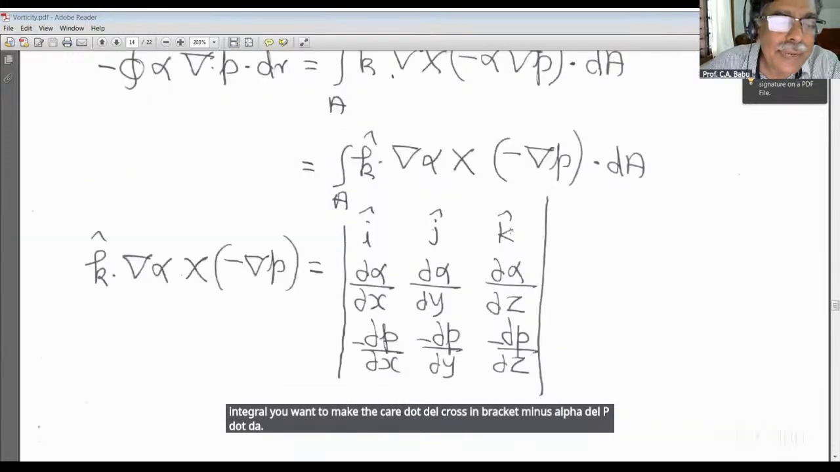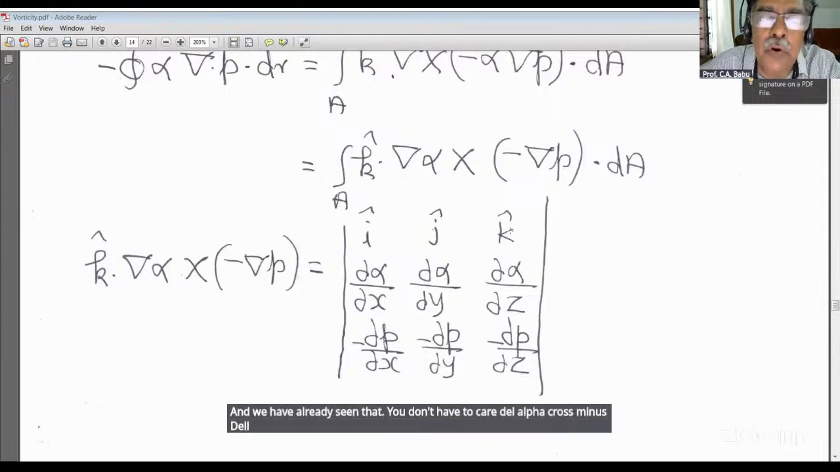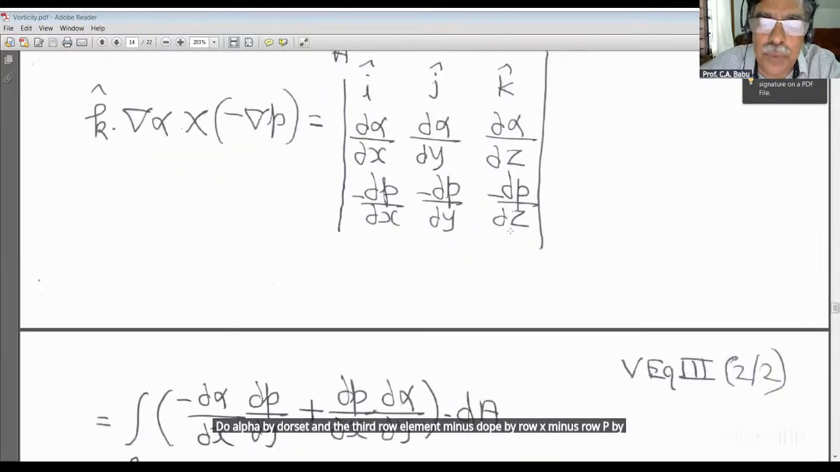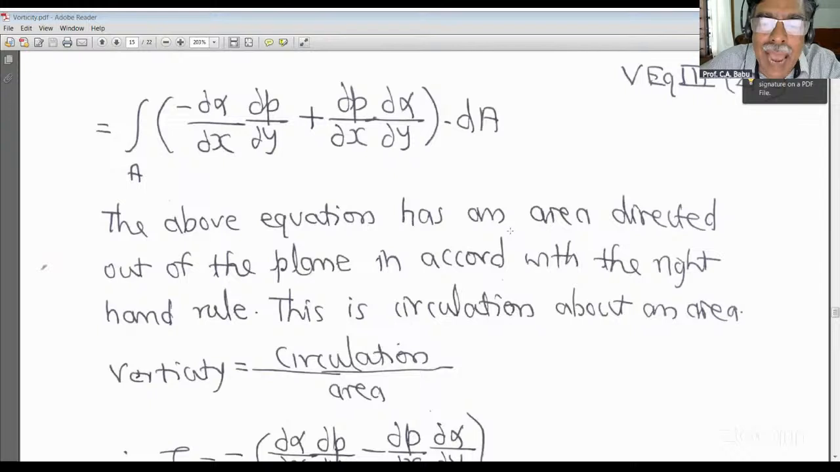And we have already seen that unit vector k dot del alpha cross minus del p is equivalent to a determinant with first row elements i, j, k, second row elements ∂alpha/∂x, ∂alpha/∂y, ∂alpha/∂z, and third row elements minus ∂p/∂x, minus ∂p/∂y, and minus ∂p/∂z. And the above equation has an area directed out of the plane in accord with the right hand rule.